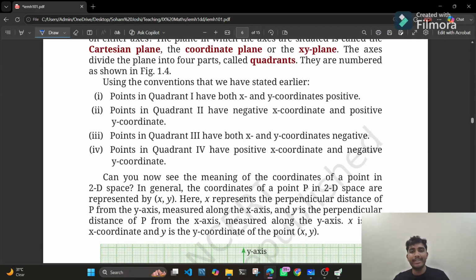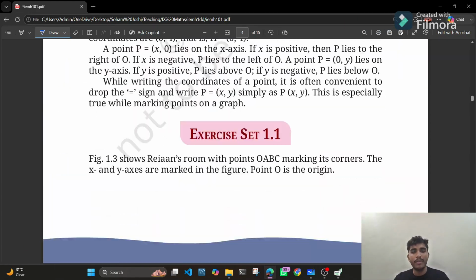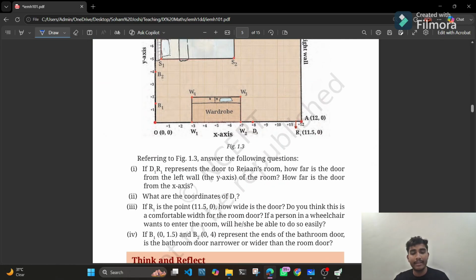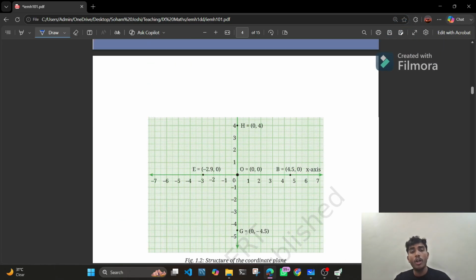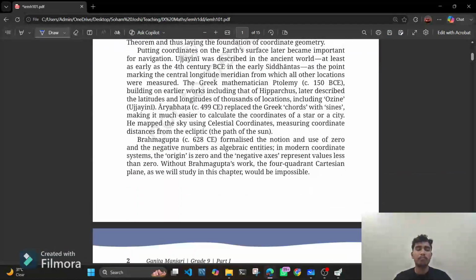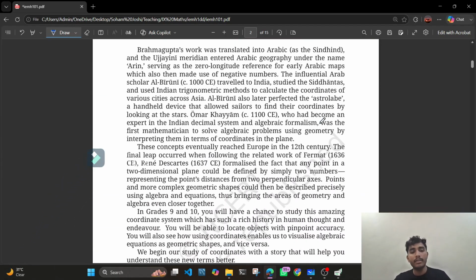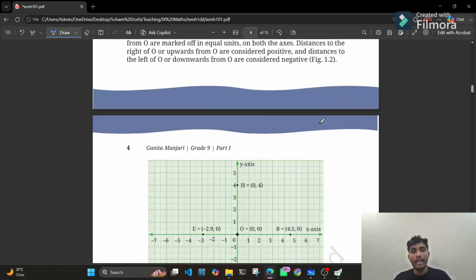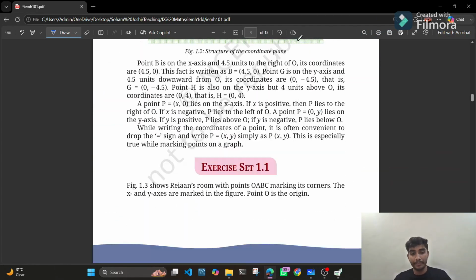Then you have exercise. I assume that you can solve this exercise. एक बार just go through your book. Also in the starting of your book you have very good history given. थोड़ा Pythagoras वगैरह के बारे में बताया गया है. And that is actually good to read. So I suggest you to go through it once.